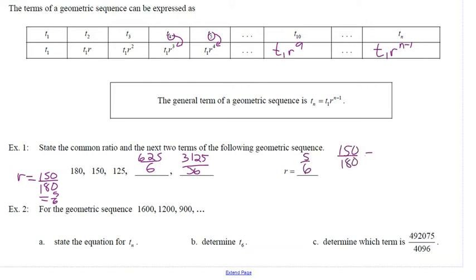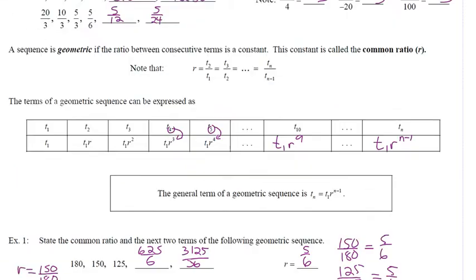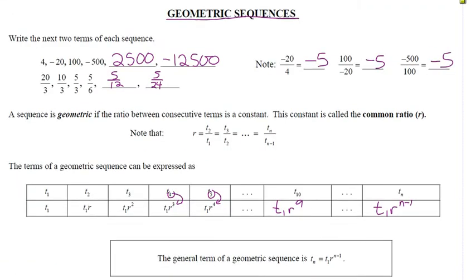Well, 150 divided by 180, and also 125 divided by 150, right? Any term divided by the preceding term. And since the numbers are going down, we know that we're multiplying by a number that's less than 1, right? If it's bigger than 1, numbers go up, they get bigger. If it's between 0 and 1, they get smaller. If it's negative, they flip signs, right? That's what we saw up here: 4, negative 20, positive 100, negative 500, positive 2500, right? So we've got to watch for that. If it's negative, then the signs will flip, plus or minus.